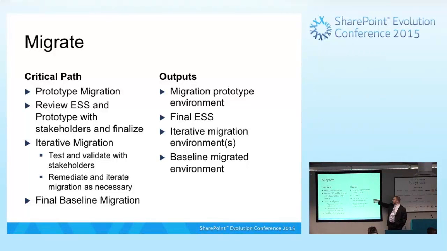Start getting validation. The final ESS, because that is finalized after you do the final iteration. Every time you do this, you update the ESS. Every time you do it, you update it again. And after you're done with that, you have a final end state that's documented as this is where we're ending up. This is the governed environment. And then we have multiple iterative migration environments. They're not duplicative, they're just overriding it each time. And then the final baseline. So those are the outputs that occur in this stage.